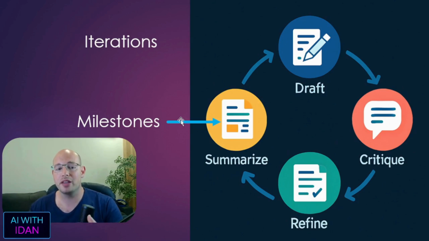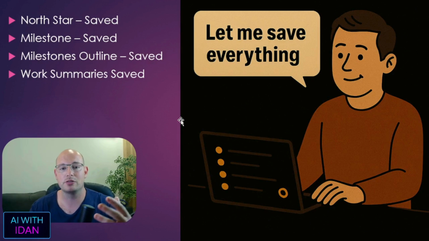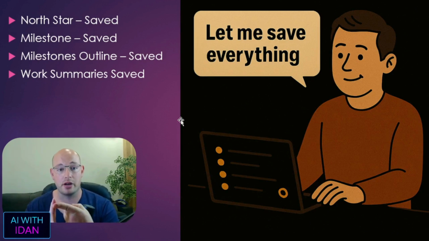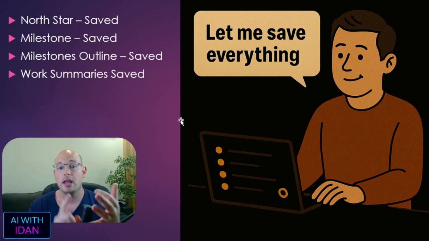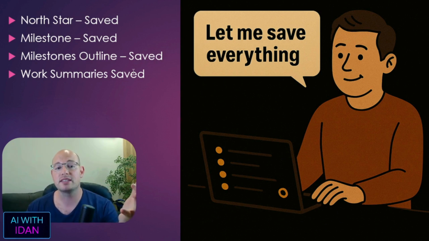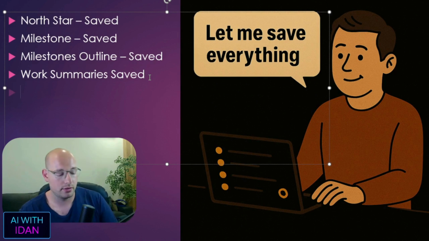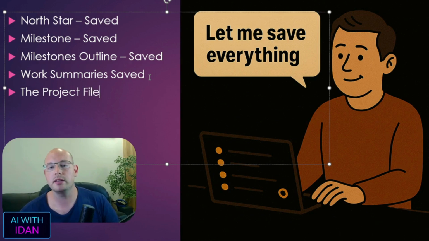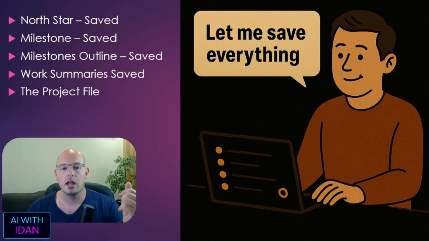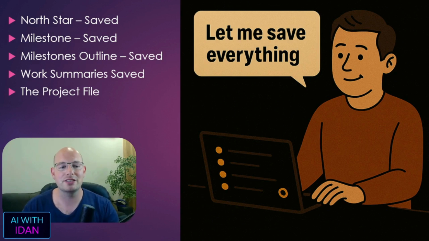And then you have a few things that you already saved. You have the North Star, you have the milestones, you have the outline for each milestone, and you have your work summary saved. And of course, you also have the project file. If you're writing a book, you have the book that you're writing. You also have that. And why is it so important to save all of these things?